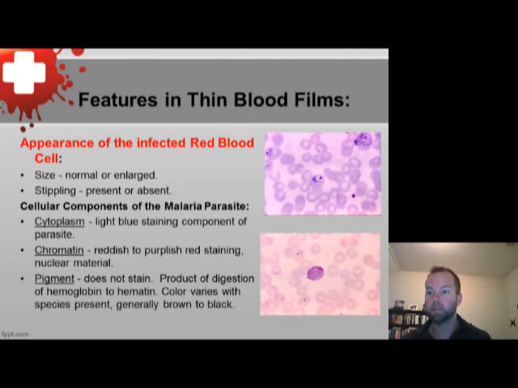Of the cellular components of the malaria parasite, the cytoplasm is usually light blue, the chromatin is reddish to purple, and the pigment of the developing trophozoite actually does not stain. This is a product of digestion from hemoglobin to hematin, and the color can vary a little bit, but usually it falls between brown and black.